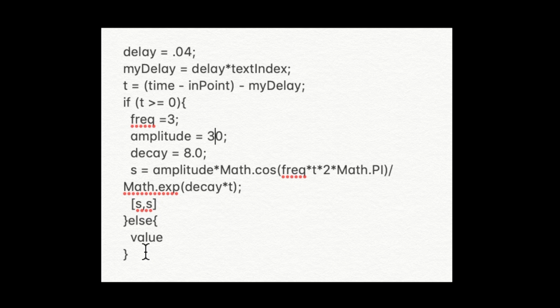And now it should look something like this. You can always adjust the expression settings to make your bounce higher, to make it quicker, etc. For example, if I wanted it to bounce a little higher, I can increase the amplitude from 30 to something like 50. Or if I wanted to go slower, I can increase the delay from 0.04 to 0.08.